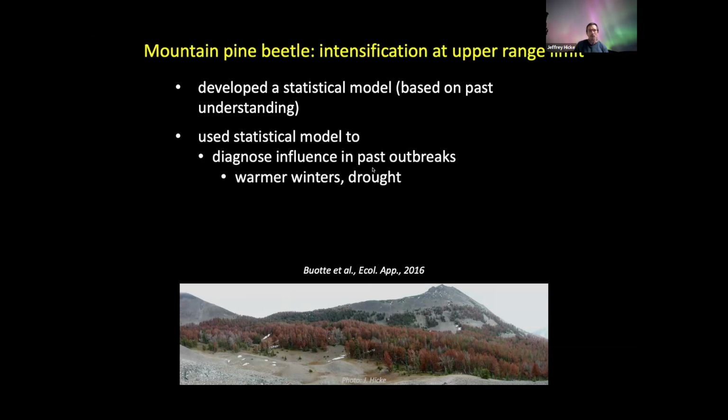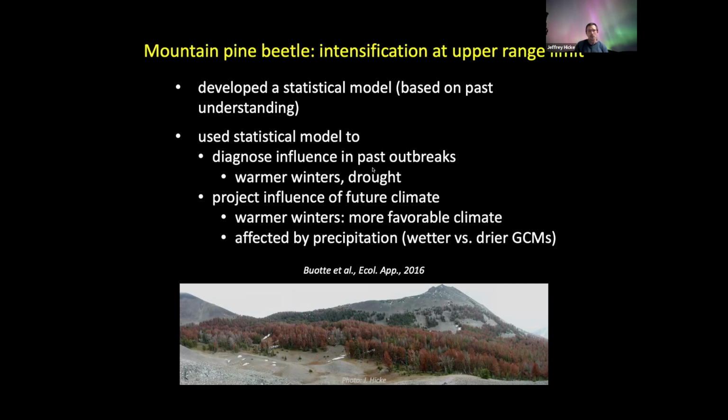So once that model was developed, Polly used it to diagnose the influence on past outbreaks, that is the one in the 2000s. She found that warmer winters and drought over the course of several years allowed populations to build and create that large-scale mortality event.